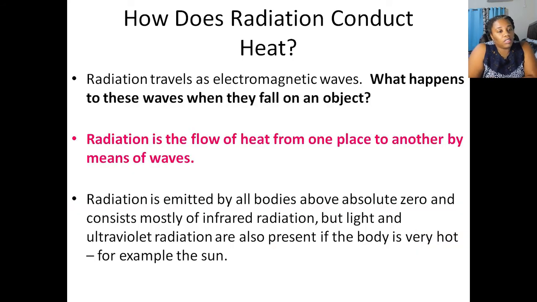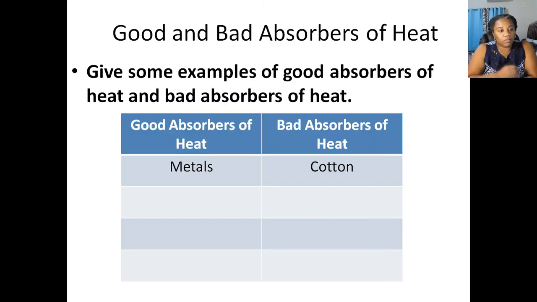Radiation travels as electromagnetic waves. What happens to those waves when they fall on an object? They either get absorbed or they bounce off, depending on the type of object it is. Radiation is the flow of heat from one place to another by means of waves. Radiation is emitted by all bodies above absolute zero and consists mostly of infrared radiation. But light and ultraviolet radiation are also present if the body is very hot, for example, the sun.